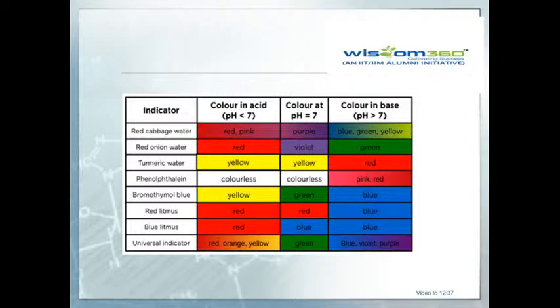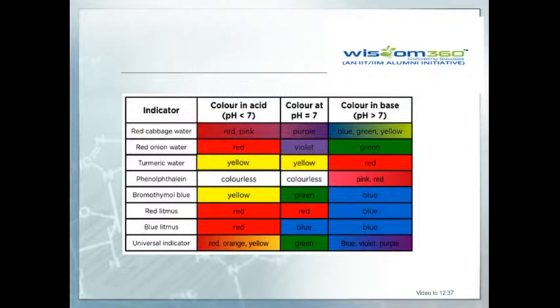Okay, and then red litmus, we know that red litmus will remain red in the acidic solution as well as the neutral solution. Understood? And it will change to blue in the presence of a basic solution. It means if pH is more than 7, right? And if I say blue litmus, so blue litmus changes to red in acidic solution. It will remain blue in case of pH equal to 7, and it will remain blue in case of pH more than 7, right? So in the neutral form, the blue color can be seen. It means pH equal to 7. If pH is more than 7, once again the blue color can be seen with the blue litmus.